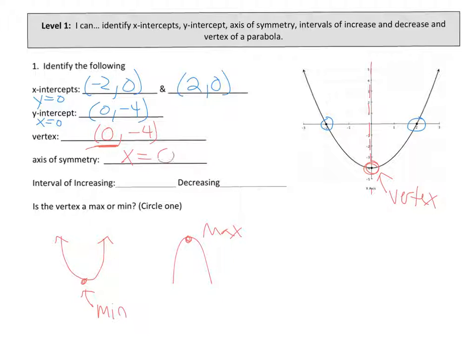It will be x equals whatever the x-coordinate of the vertex is. So in this case, x equals 0. So that line going down the center is x equals 0. And that divides the parabola in half, where both sides are symmetrical.